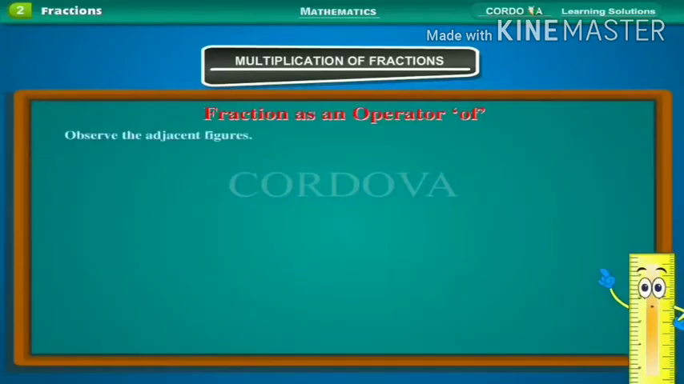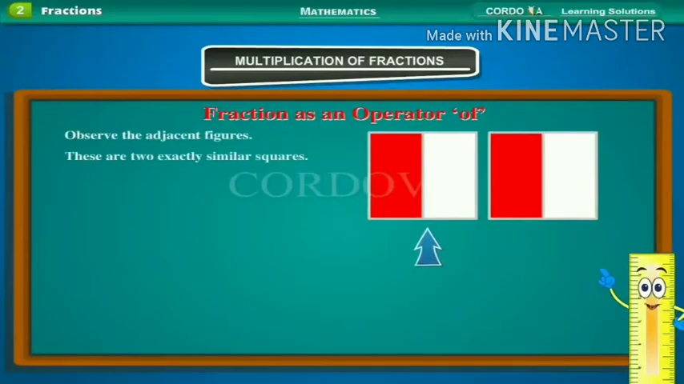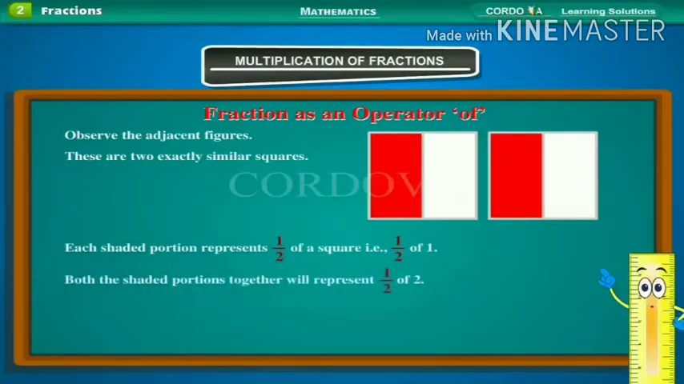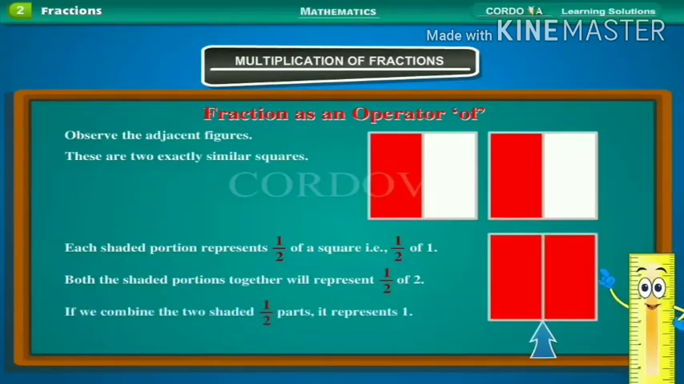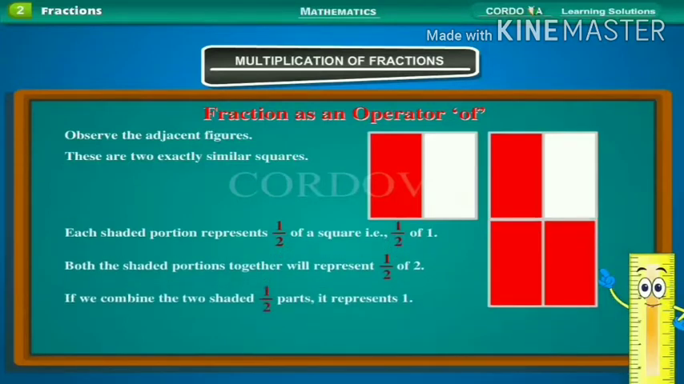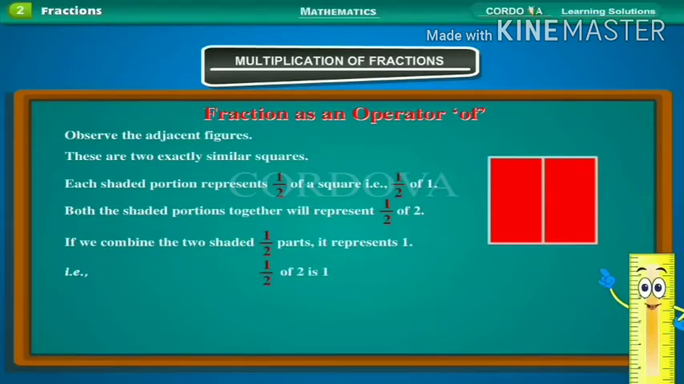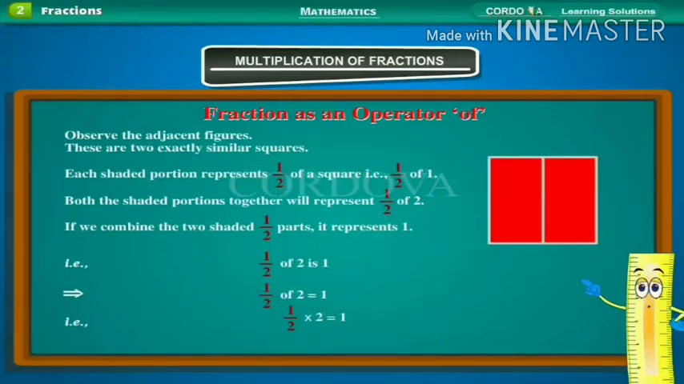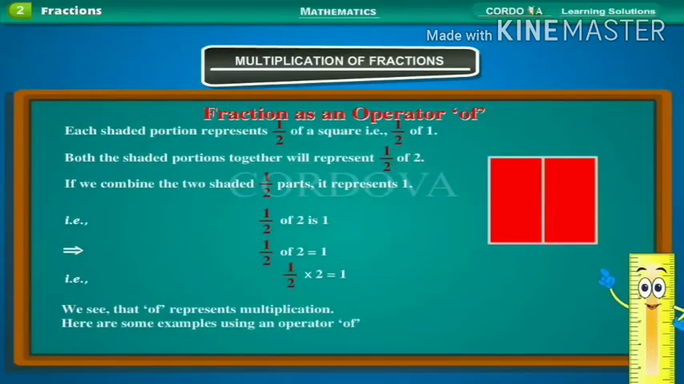Fraction as an operator of. Observe the adjacent figures. These are two exactly similar squares. Each shaded portion represents half of one square, that is, 1 upon 2 of 1. Both the shaded portions together will represent half of 2. If we combine the two shaded half parts, it represents 1. That is, 1 upon 2 of 2 is 1. This implies half of 2 is equal to 1. Also, half into 2 is equal to 1. We see that of represents multiplication.